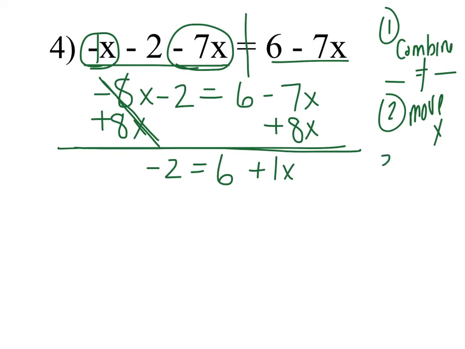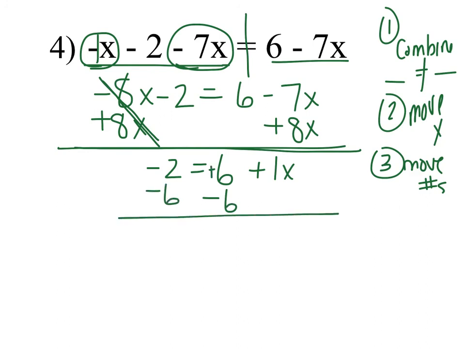Now we move our numbers. Now this is a two-step equation, so add or subtract first. 6 is positive, so the inverse operation for +6 is -6. So we want that to be 0. So that's -8 equals x. There's nothing to divide here, so now we're done.